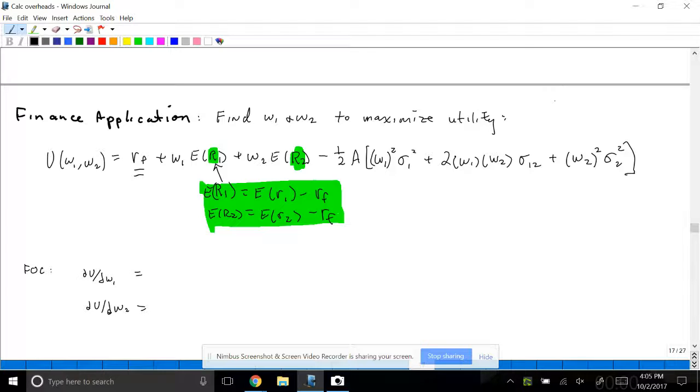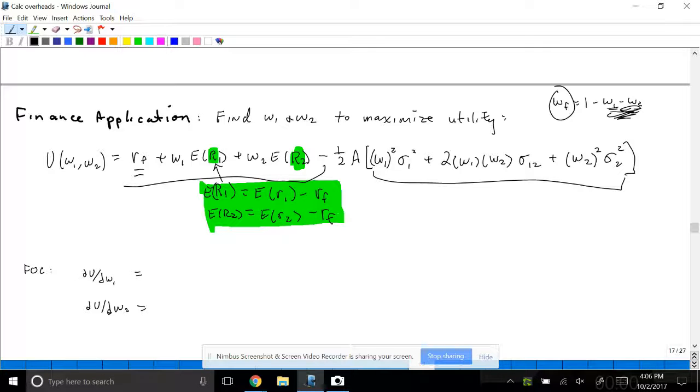So the one thing we have is maybe WF equals 1 minus W1 minus W2. All right, so whatever W1 and W2 are, we can know how much we're going to invest if the sum of these is less than 1 in the risk-free asset. If the sum of these is greater than 1, we're going to borrow at the risk-free rate. So here's our expected return on our portfolio. This is the variance of our exposure to the risky asset. So it's our mean variance utility function.